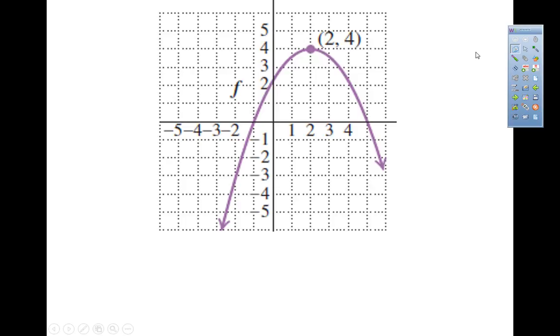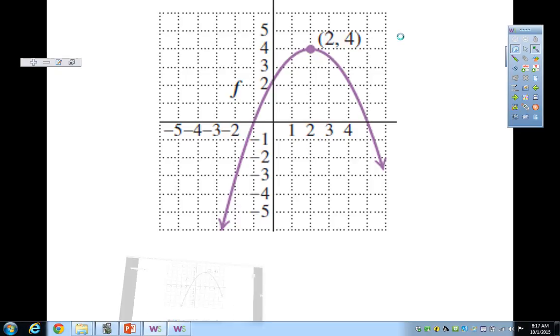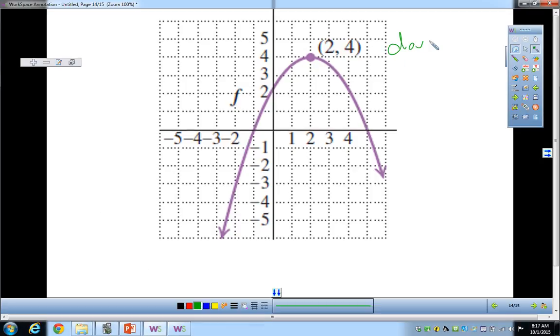Who could tell me the domain? We're getting there. Domain. This is a tricky one. Think of where the x values would go from where to where? It would be from negative infinity up to positive infinity, right? Because this goes out, even though it might go out slowly, it's going to keep going out forever and ever and ever in the x direction, right?